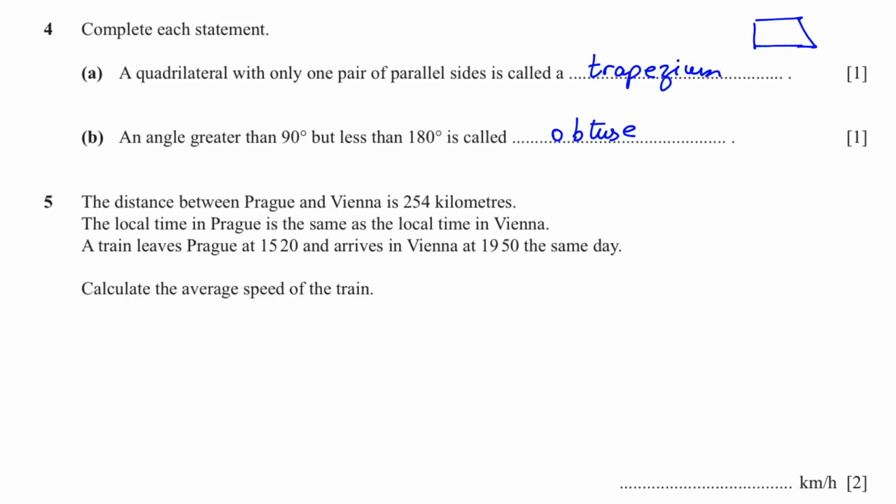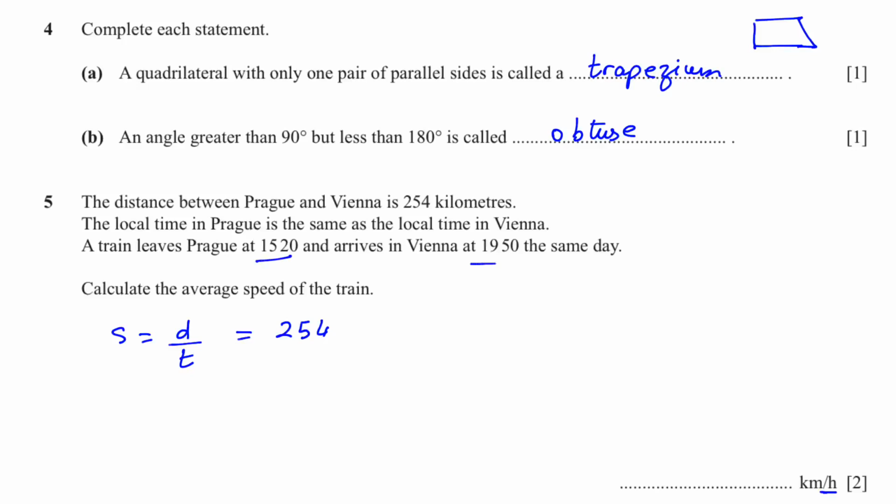Question number 5. The distance between Prague and Vienna is 254 kilometers. The local time in Prague is the same as the local time in Vienna. A train leaves Prague at 15:20 and arrives in Vienna at 19:50 the same day. Calculate the average speed of the train. To find the speed, we will use this formula, distance over time taken. Distance is 254 kilometers and we want per hour.